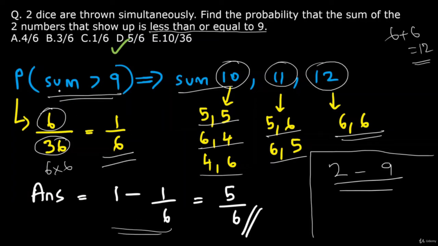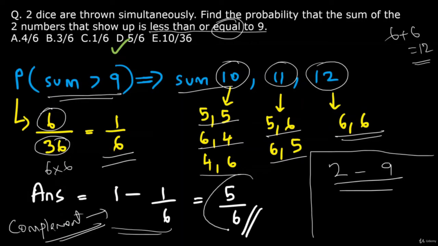Now, for this not to occur, the probability is 1 minus 1 by 6. This is the complement, right? This is the complement of the sum to be greater than 9. Because over here you have less than or equal to 9, right? So you just need to find the complement of greater than 9 to find less than or equal to 9. So 1 minus 1 by 6 gives you 5 by 6. That's answer option D.